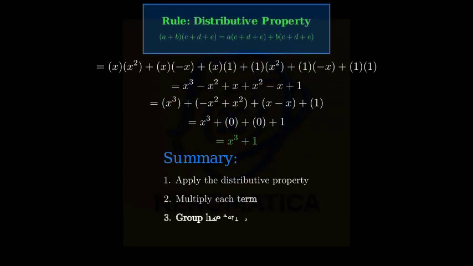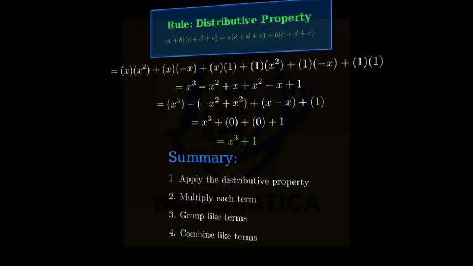Let's summarize what we've learned. When distributing, we multiply each term in the first expression by each term in the second expression. Then we combine like terms to simplify our result. This process helps us simplify complex algebraic expressions step by step.